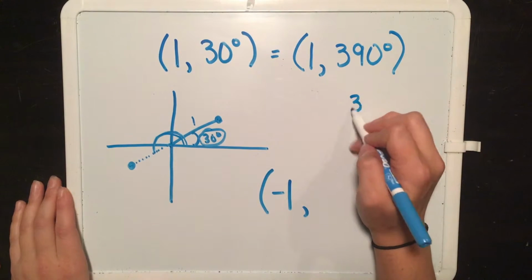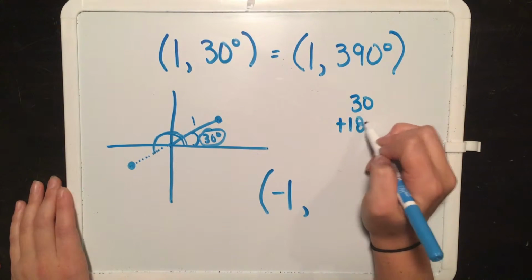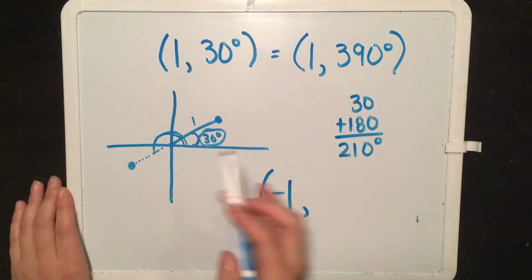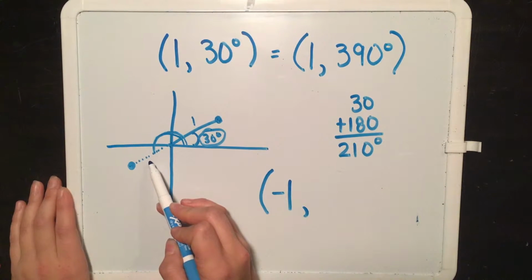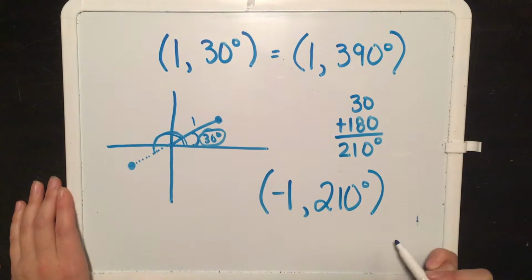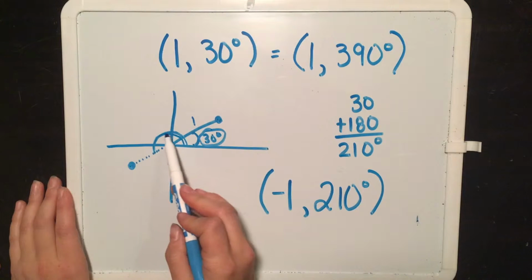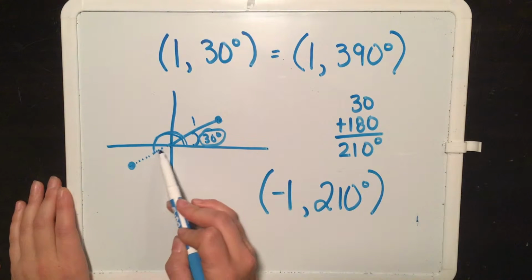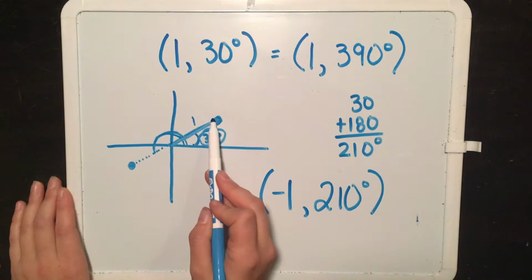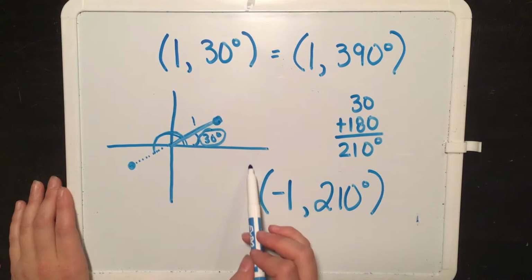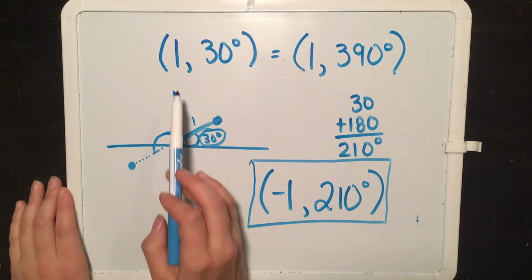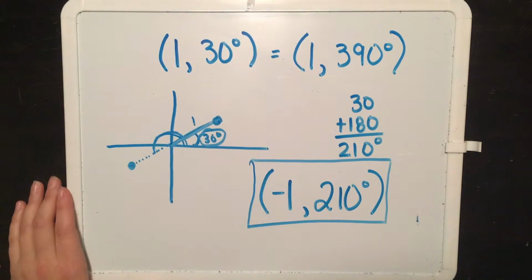So if we take 30 and we add 180 degrees, we get 210 degrees, and that will take us all the way to the negative value. So now 210 degrees around would take us to here, but that -1 would send us backwards 180 degrees to the 30 degrees. So this becomes a coterminal polar coordinate to 1, 30 degrees.